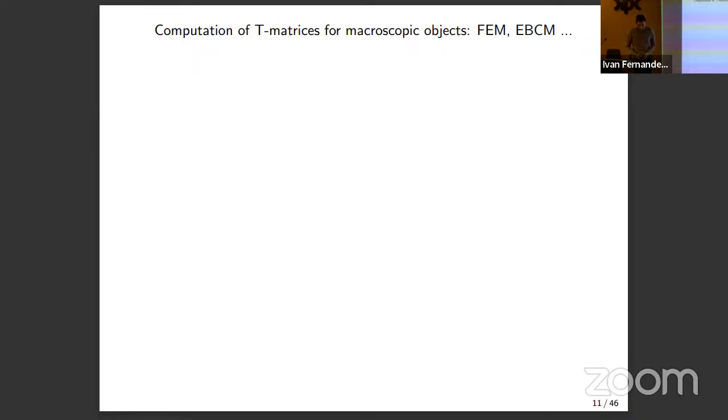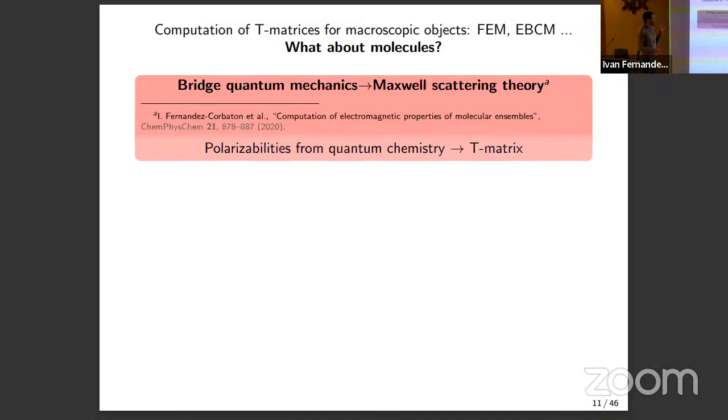Now you want to compute these T matrices, and if you have macroscopic objects, by that I mean a cylinder made out of silicon of microns size or something, or a helix made of metal, then there are many codes. You can Google this. There are publicly available codes using numerical techniques for solving Maxwell equations, finite elements, or the extended boundary condition method. However, because we want to do it with molecules, that needed one extra step. One needs to bridge quantum mechanics to macro theory, and more precisely, the polarizabilities from quantum chemistry onto the T matrix. This is more a technical challenge than a conceptual challenge.